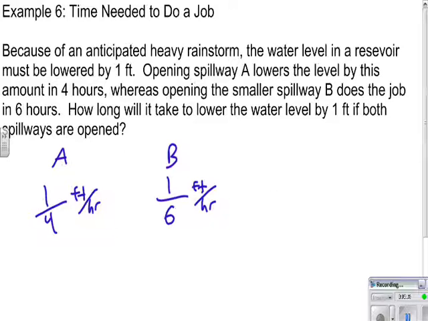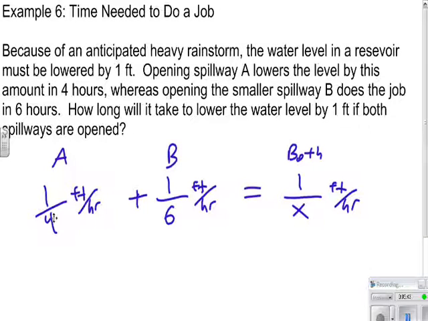And then we know both of them. We don't know how long it's going to take, but we do know that it's going to do the 1 foot in, we'll say, x hours. So it'll be 1 over x feet per hour. So this is just a fraction problem now. A plus B equals the total, both.